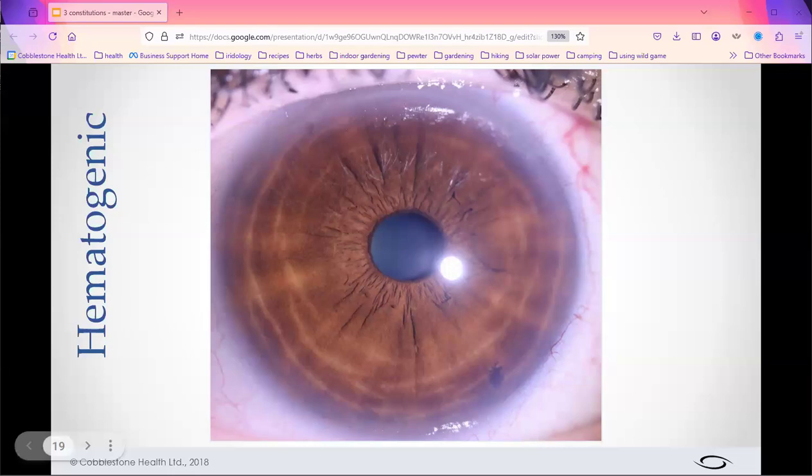These people, their weakest link tends to be blood and liver. That's their inherited potential, that if there's going to be a major challenge, it will almost always circle around blood or liver.